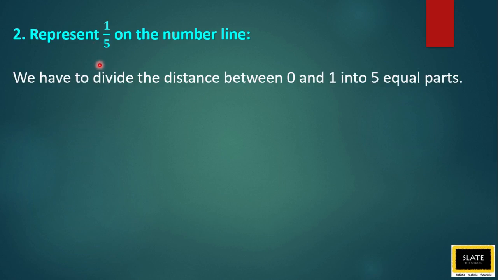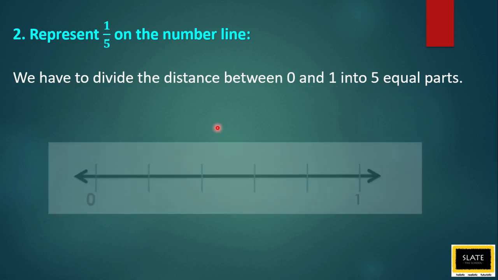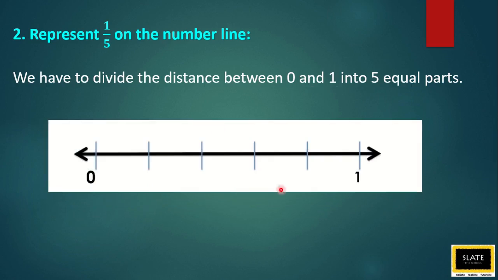Now let's see. We have to divide the distance between 0 and 1 into 5 equal parts. So this way it will be. So 0, this is 1. So how many parts did we divide? 1, 2, 3, 4, 5. So it is divided into 5 equal parts. So what does this represent now? This is 1 out of 5 parts, right? This is the second part out of 5 parts. This is 3 because 1, 2, 3. So this is the third part, 3 out of 5 parts.